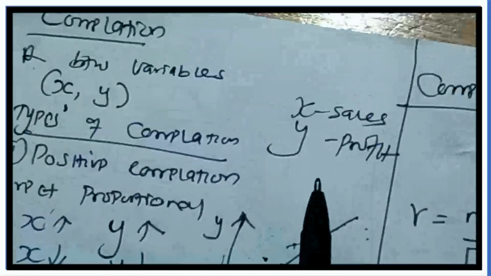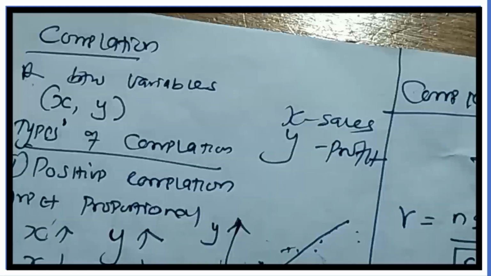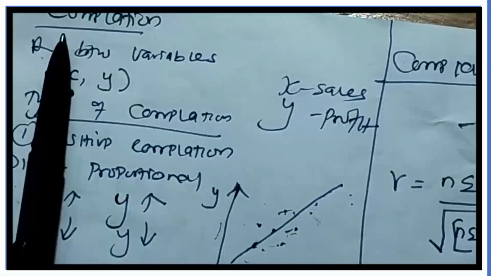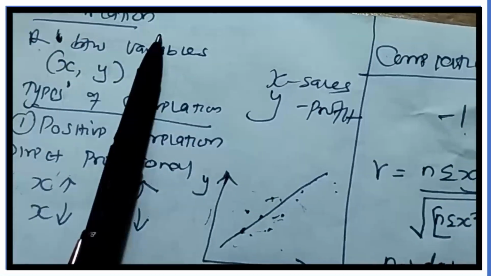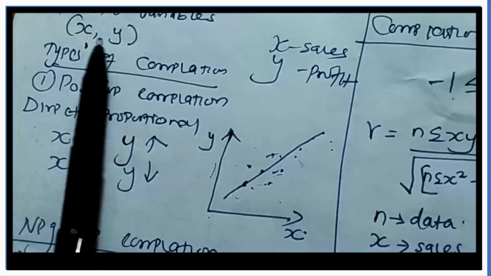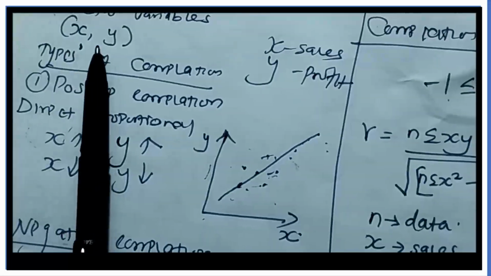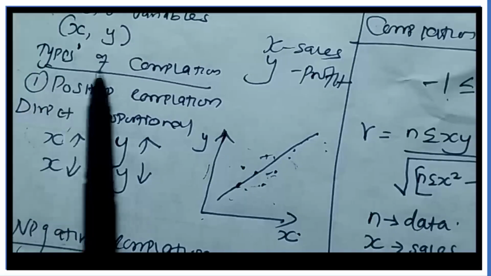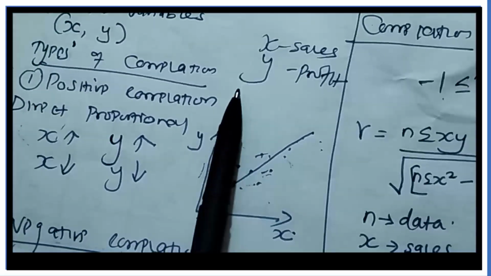So, okay, before we close, I want to look at the summary of what we have covered today. We said we are looking at the correlation. When you hear the word correlation, it is automatically the relationship between two variables. In our case, we are looking at the relationship between sales and profit, x and y, where x represents sales and y is profit. And we looked at the types of correlation. We said we have 3 types of correlation.